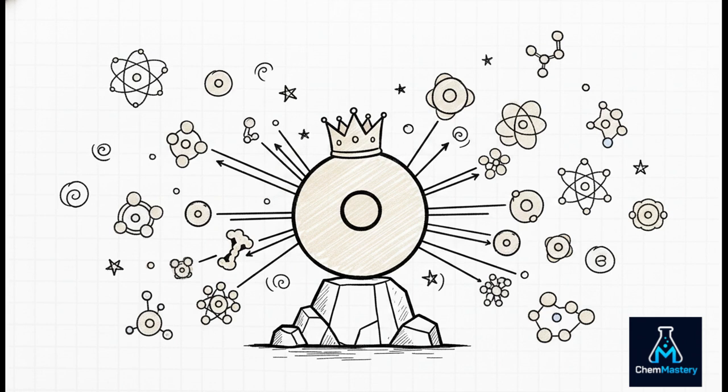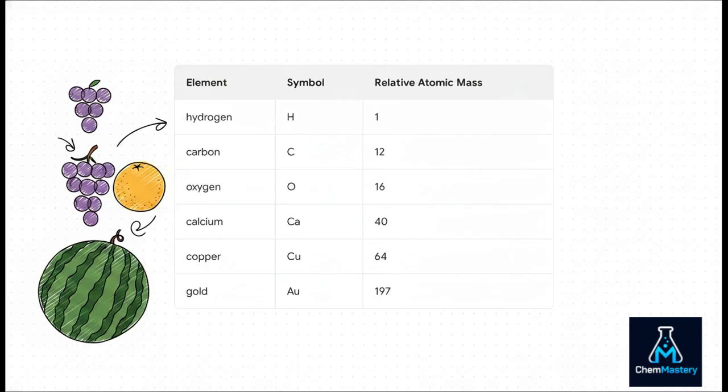But why carbon? Well, carbon is practically everywhere. There are far more chemical compounds containing carbon than literally any other element in the universe. So it makes perfect sense to use the most chemically social element, essentially the prom king of the periodic table, as our ultimate baseline.